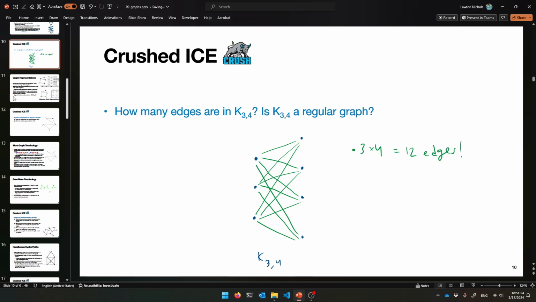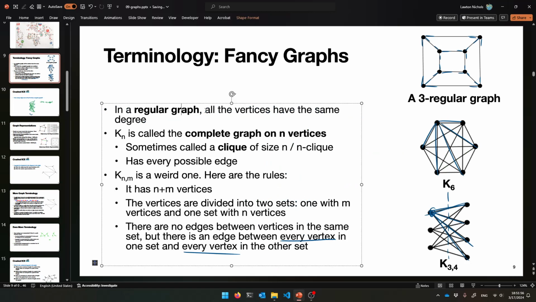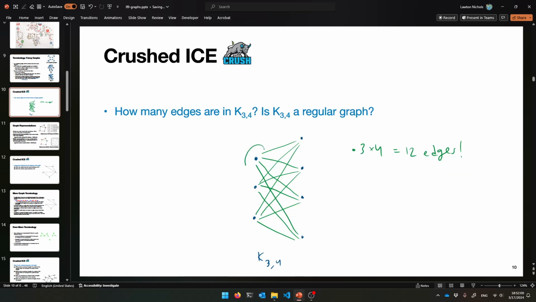And is it a regular graph? What does that mean? All the vertices have the same degree. I don't think it is, right? Because all these guys on the left have degree 4, because they have to go to all 4 of these. And all these on the right have degree 3, because they only have to go to 3 things on the left. If these numbers were the same, like 3, 3, or 4, 4, then it would be regular. But because they're different, it's not regular. Okay, I hope you see why.